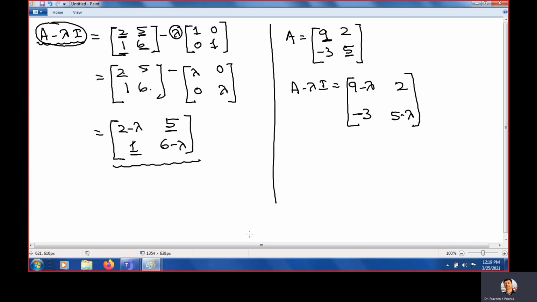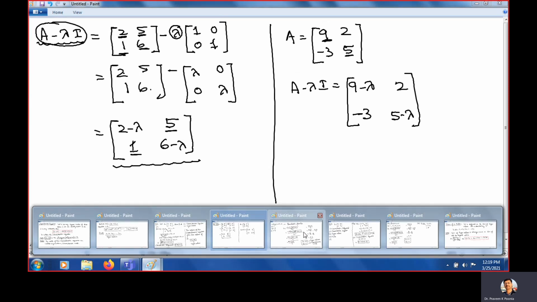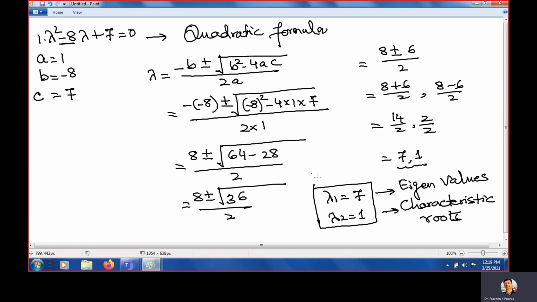Clear? Now, if you want to find the trace of the matrix here, the trace of A is equal to lambda 1 plus lambda 2. And what is lambda 1? 7 plus 1.